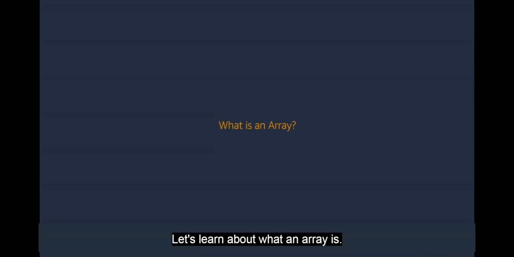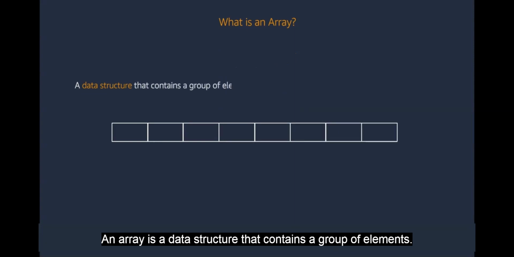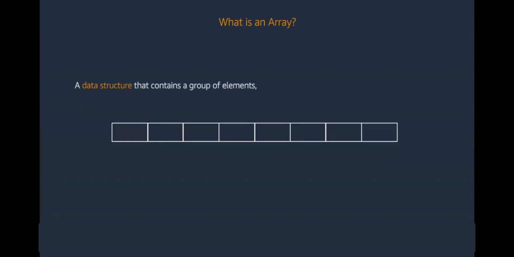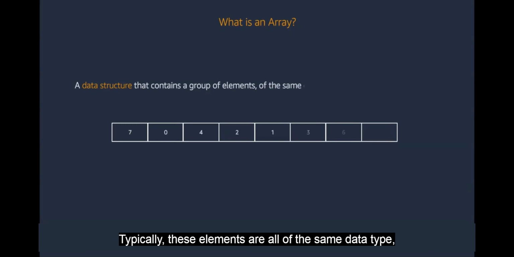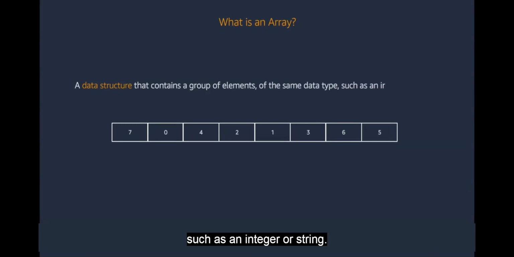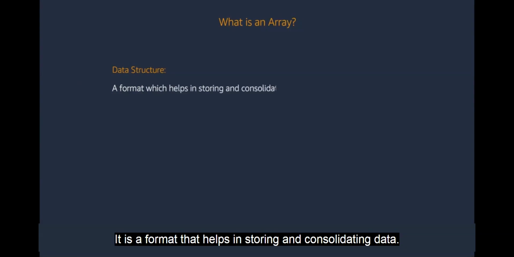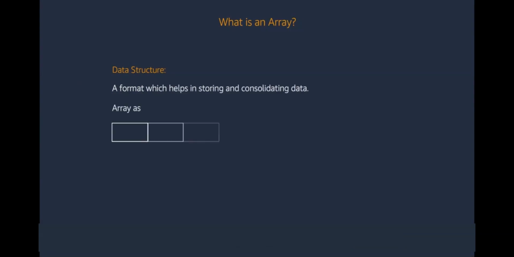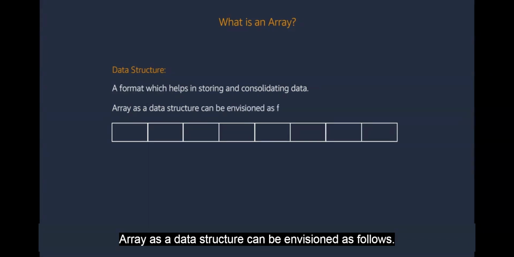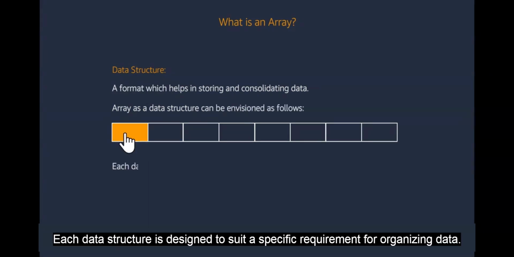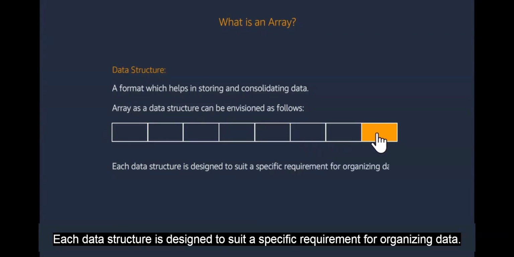Let's learn about what an array is. An array is a data structure that contains a group of elements. Typically, these elements are all of the same data type, such as integer or string. Let's first understand what a data structure is. It is a format that helps in storing and consolidating data. Array as a data structure can be envisioned as follows. Each data structure is designed to suit a specific requirement for organizing data.